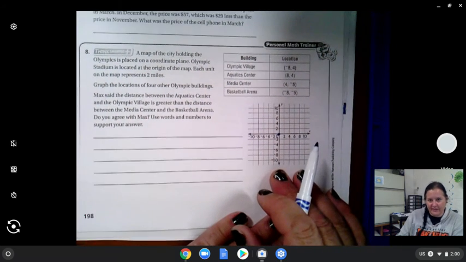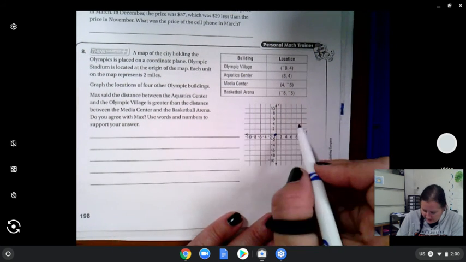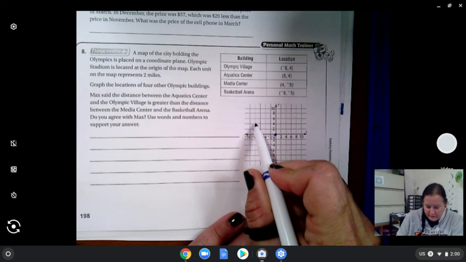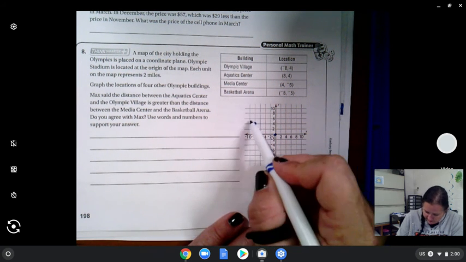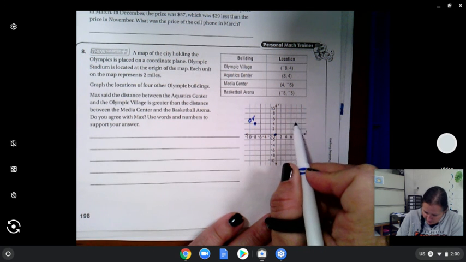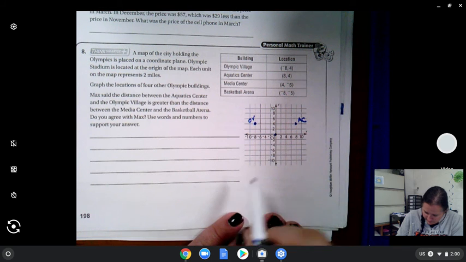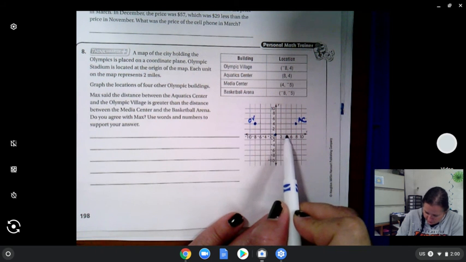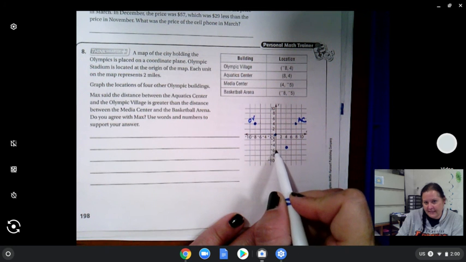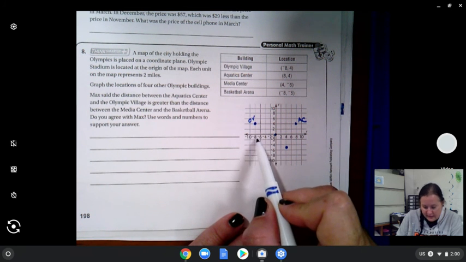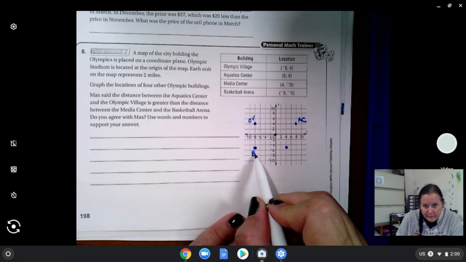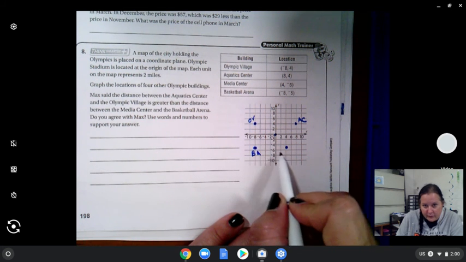So let's go ahead and graph these. The Olympic Village is at -8, 4. So we go to the -8 and then up to the 4. Right here, that's the Olympic Village, OV, Olympic Village. Aquatic Center is at 8, 4, Aquatic Center. Media Center is at 4, -5, and -5 comes between the -4 and -6. And then we have a -8, -5, and that is going to be our basketball arena. And then this one was our media center.